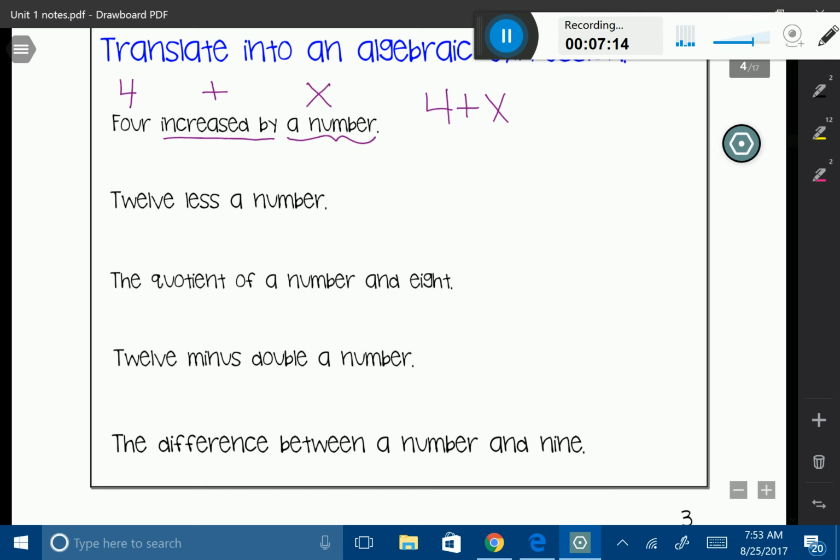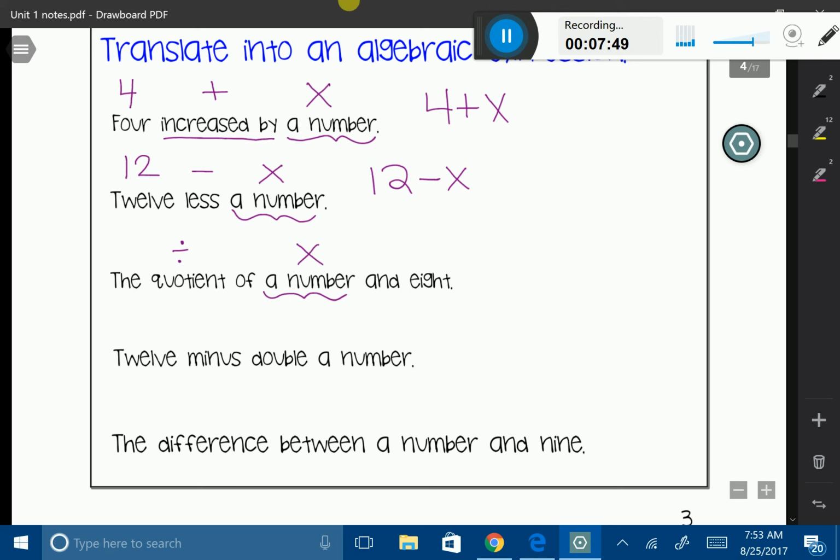Okay, the second one, 12 less a number. I'm going to go ahead and annotate. 12 less means minus, and then a number, well, let's go ahead and use x. So 12 less a number is going to be 12 with a subtraction sign and my number x. The quotient of a number and 8. Okay, let's go ahead and do this. The quotient. Well, quotient is division. The quotient of a number and 8.